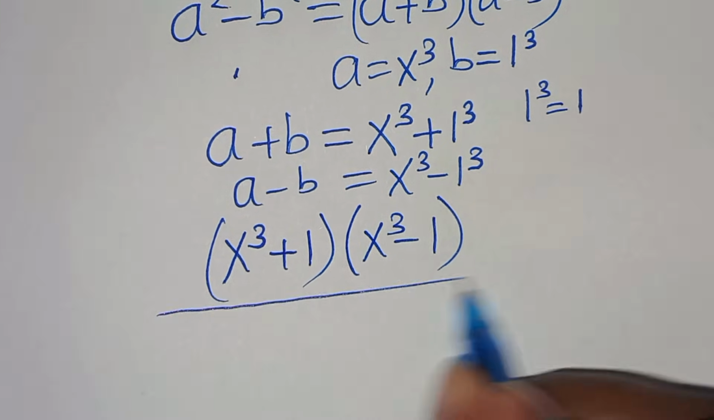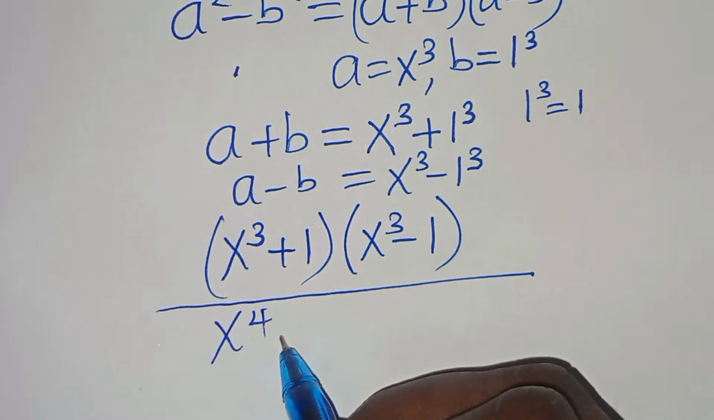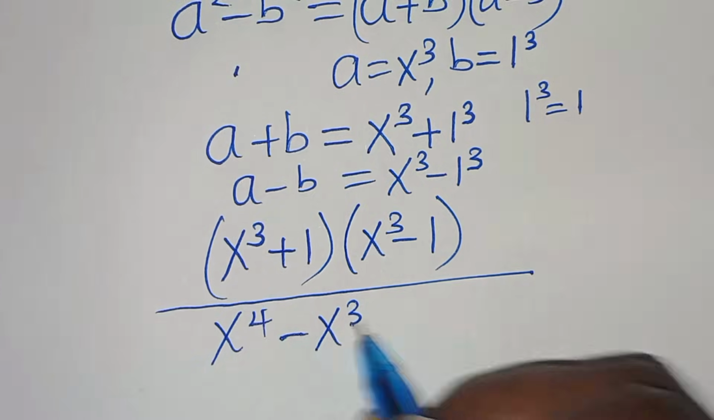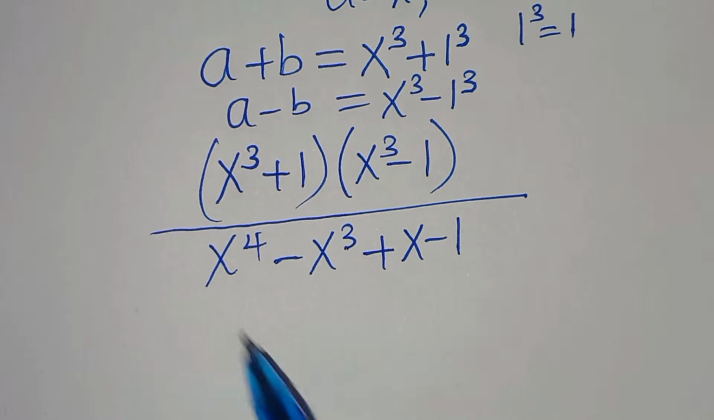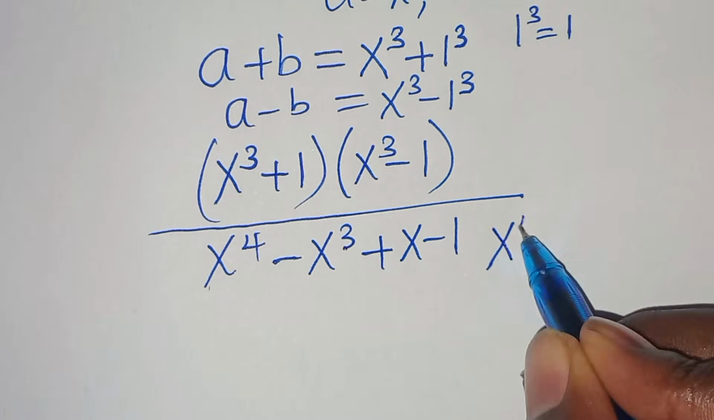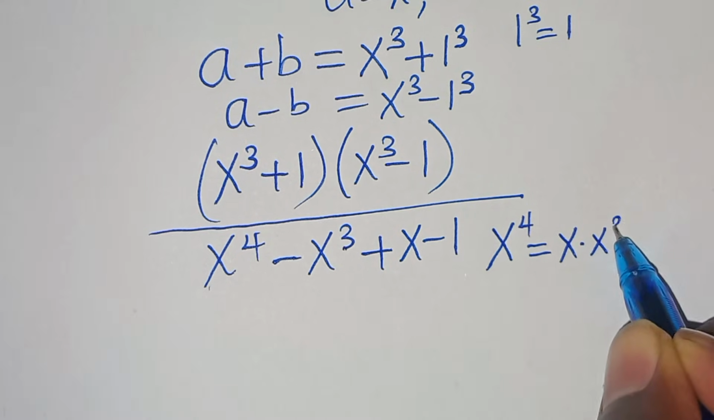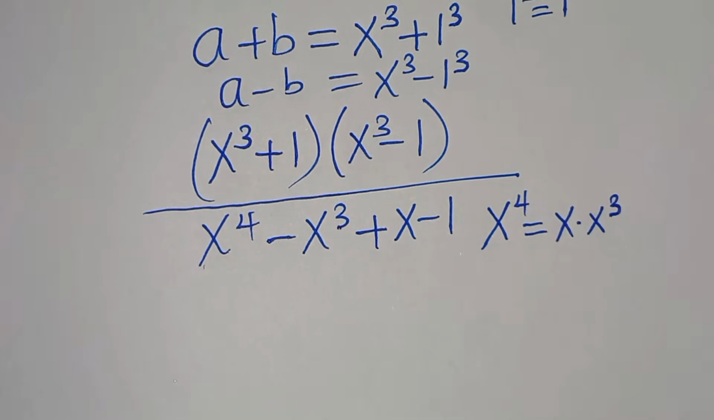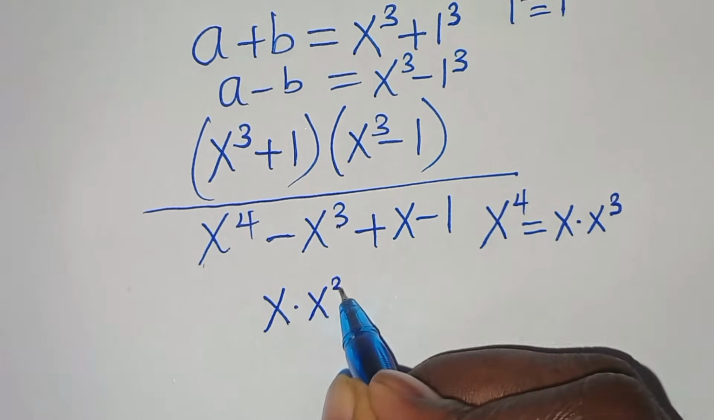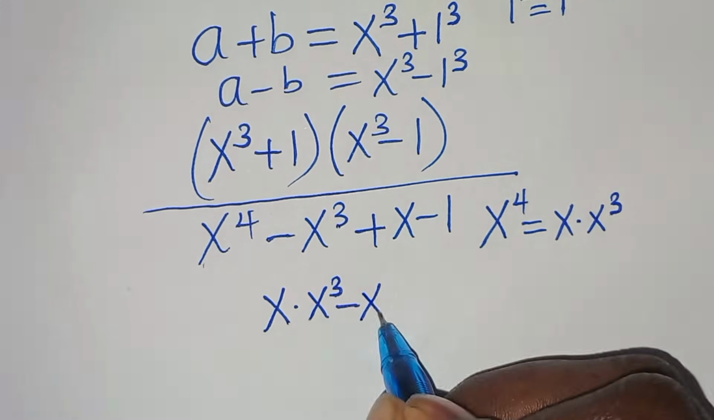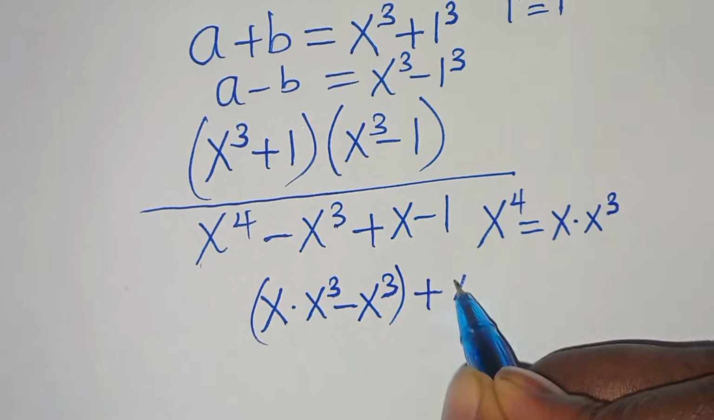Then everything here divided by, now we have x to the power of 4 minus x to the power of 3 plus x minus 1. Now, x to the power of 4, this is the same thing as x multiplied by x to the power of 3. So therefore here, it means we have x multiplied by x to the power of 3, subtract x to the power of 3, then plus x minus 1.